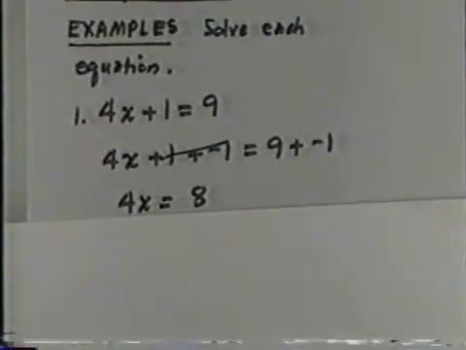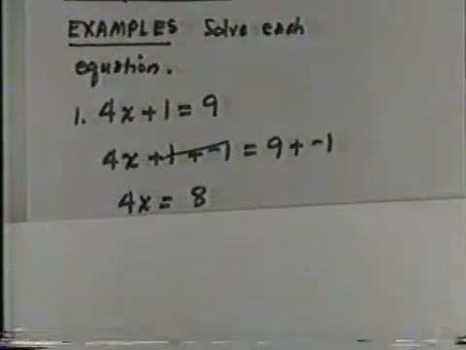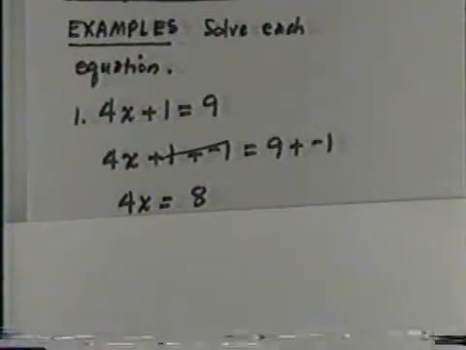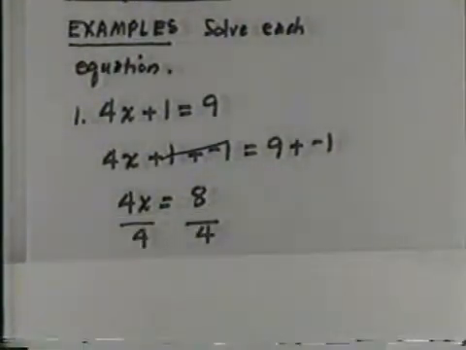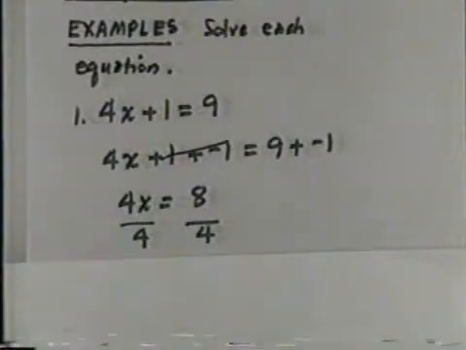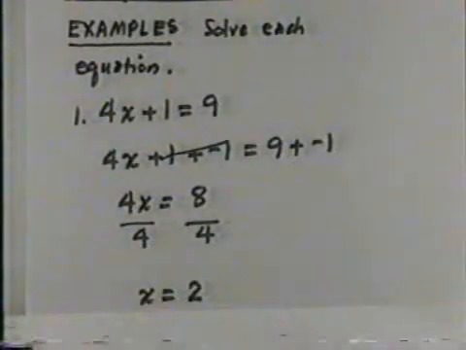Then this example has become the type that we just finished working with, 4x is equal to 8. We eliminate the 4 by dividing both sides by 4, and that gives us x is equal to 2.